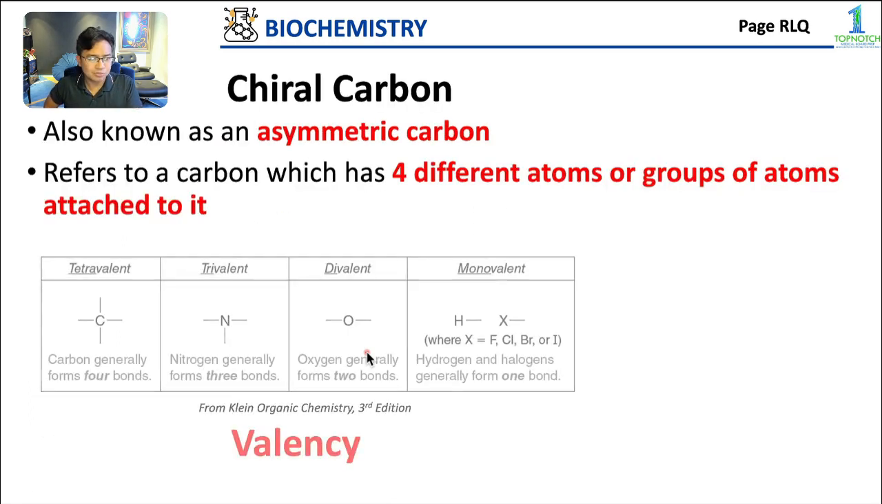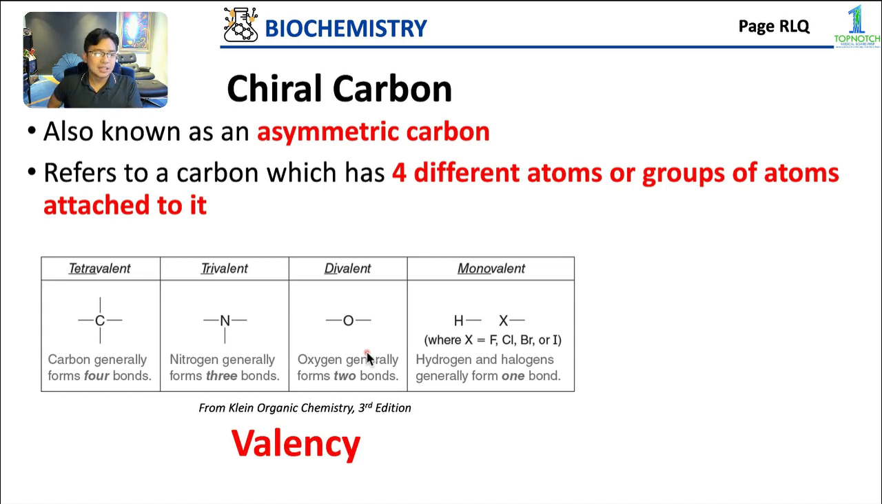Now, let's first talk about valency. Carbon atoms are known to be tetravalent. They can form 4 bonds. Our nitrogens are trivalent. They can form 3 bonds. While oxygen atoms are divalent. They can form 2 bonds. And lastly, halogens and hydrogen are monovalent. They can only form 1 bond.